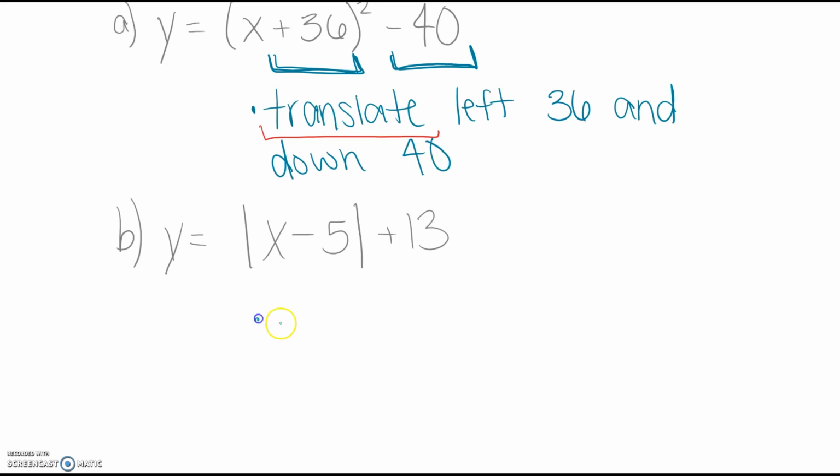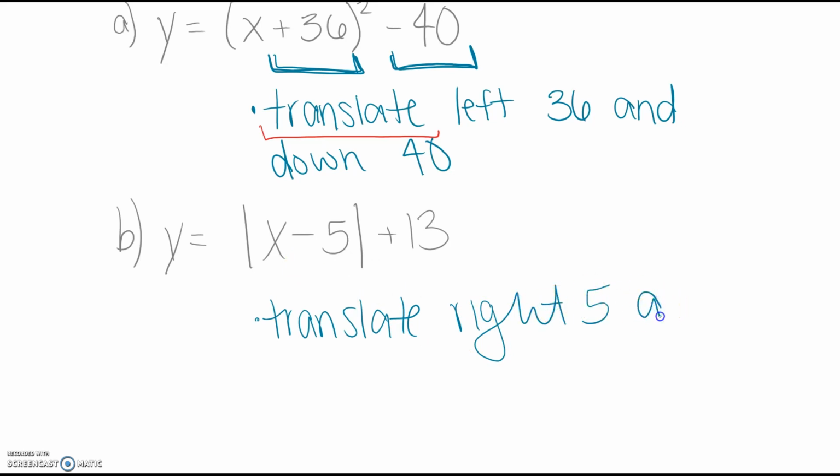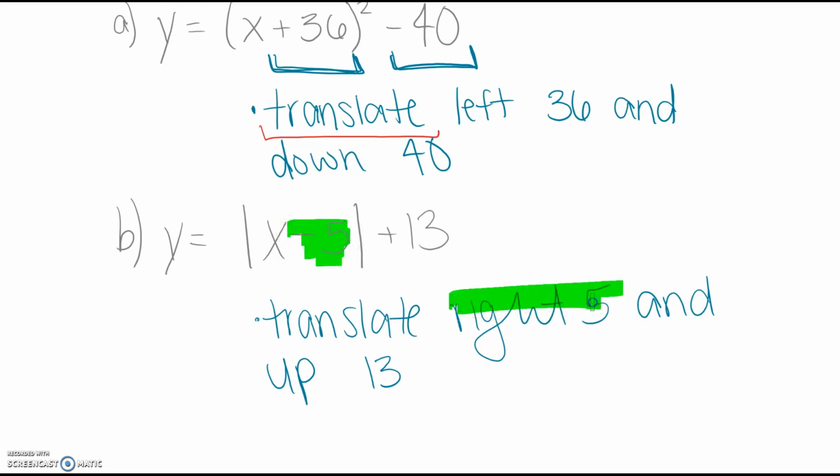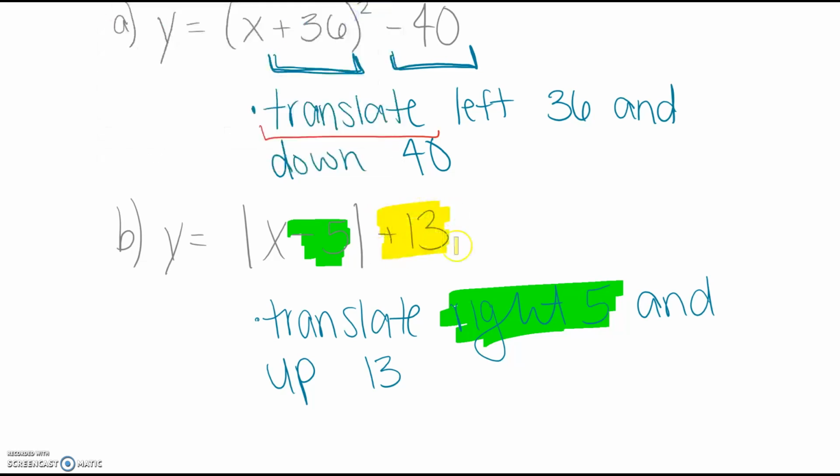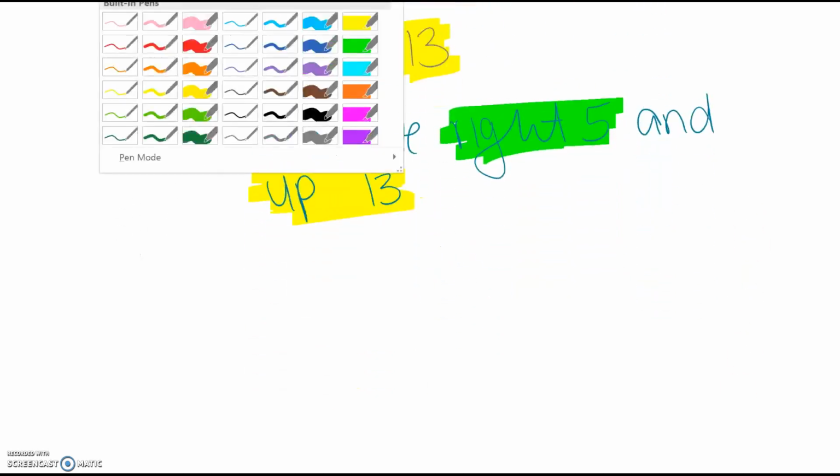Alright, hopefully you got the first word. We are translating. It's minus 5, so we're going right 5 and up 13. So minus 5 goes right 5, and then the plus 13 is bringing it up 13. All right, one more example.